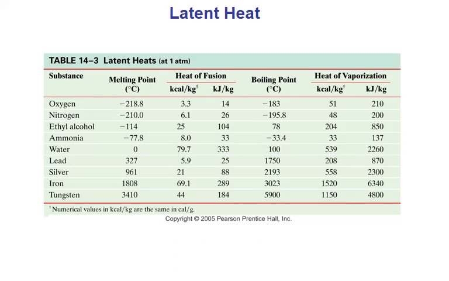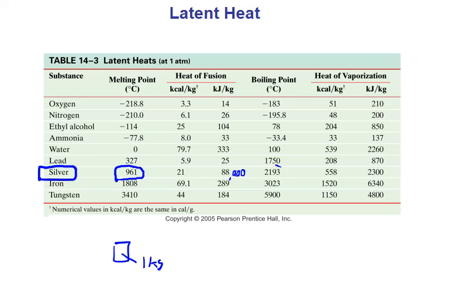So here's a table of different values. I usually like to just concentrate on silver because that's kind of fun. If you get silver to its melting point, which is 961 degrees Celsius, it's going to take 88,000 joules to be able to take that 1 kilogram of silver and melt it, completely melt it. So 1 kilogram of silver, and it would take 88,000 joules.